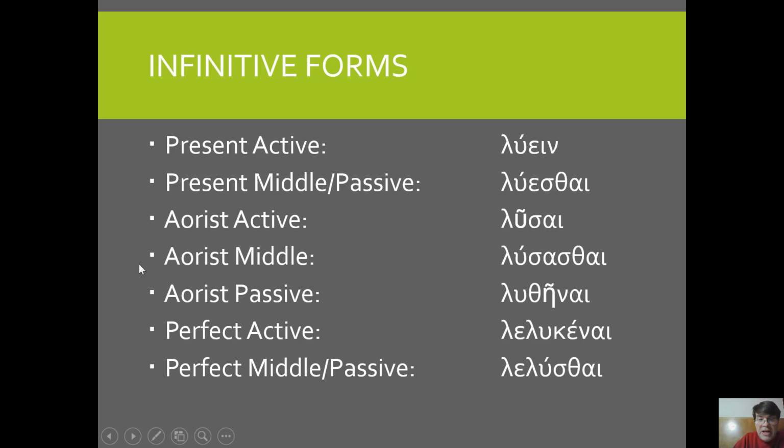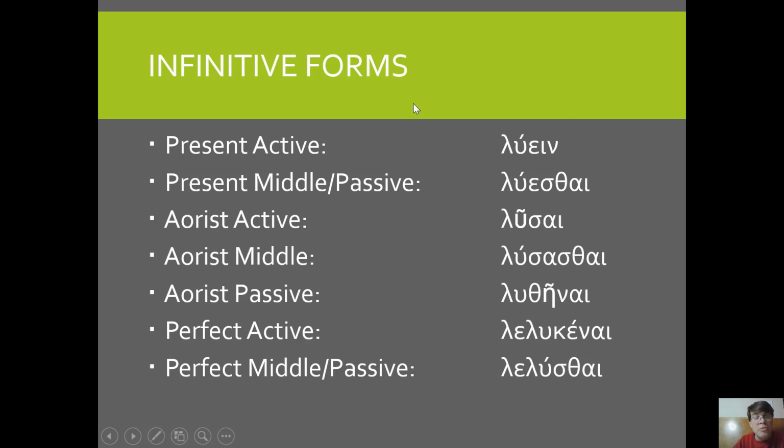These two, the perfect active and the perfect middle passive, they have reduplication, so I can recognize it as perfect. Perfect active has a kappa, so that helps me recognize perfect active. The perfect middle passive has the stha, which helps me recognize it as middle passive, and it's shoved right on the stem. So there's no sthai or sthai. It's just lelusthai, shoved right on the stem, which is characteristic of the perfect middle passive. So lelukenai, to have loosed, and lelusthai, to have been loosed.